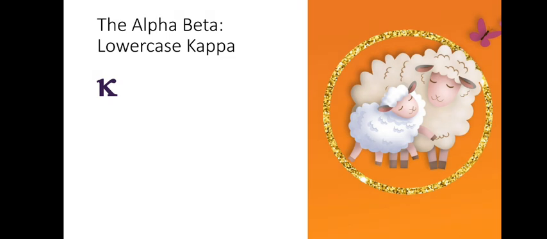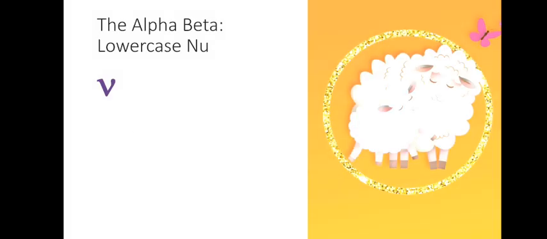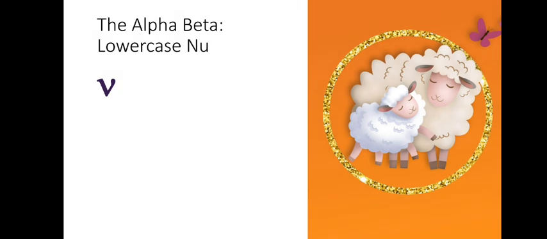Here's kappa, like our K, lambda, like our L, mu, nu. Notice the nu, it looks like a V, but it's really like an N. And so here's xi, you can think of a little man skiing, xi, ski.